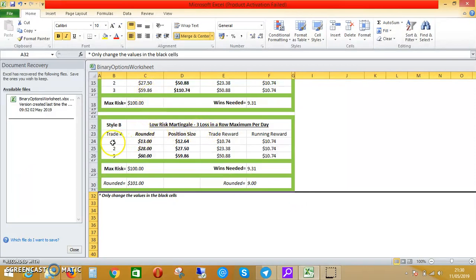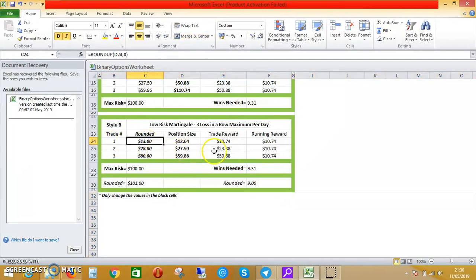This tab B just says please take $13 first. If you win this, the next trade you would stake $13. If you win the next trade, you will stake $13. But if you lose, immediately after the close of that candle, stake $28. Immediately after the close of that candle, if you lose, take $60. If you add all these together, what you have rounded is $101.